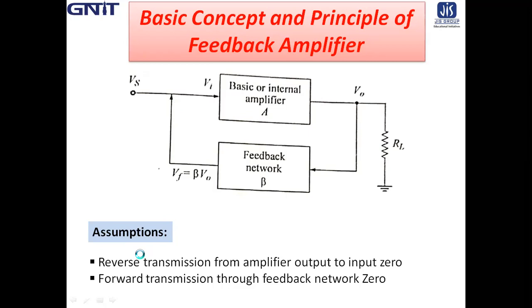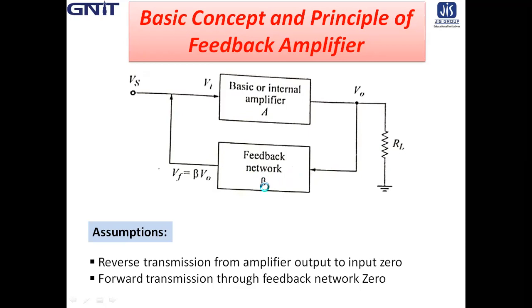What are the assumptions? The first assumption is reverse transmission from the amplifier output to the input is 0. So reverse transmission should be 0, that is from the output to the input of the amplifier. And second, the forward transmission through the feedback network is 0. So the feedback network contains passive circuit elements like resistor, inductor or capacitor, and active elements like transistor.